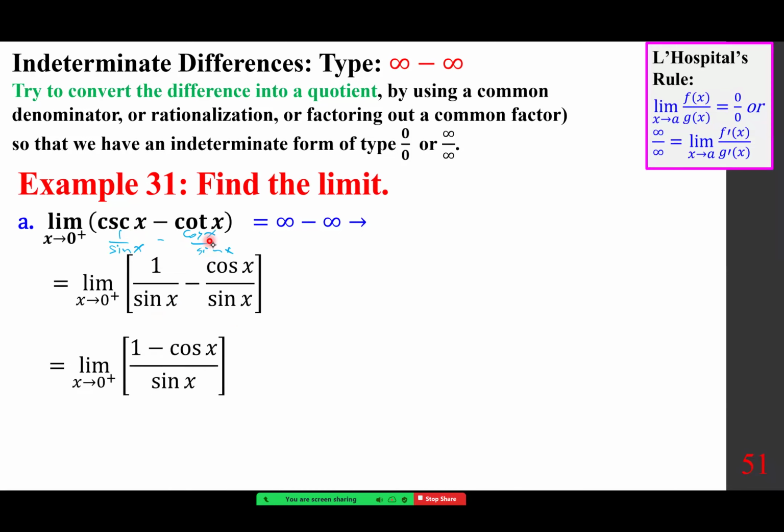And now if we plug in, cosine of 0 is 1. So 1 minus 1 is 0. Sine of 0 is 0. So we get 0 over 0.